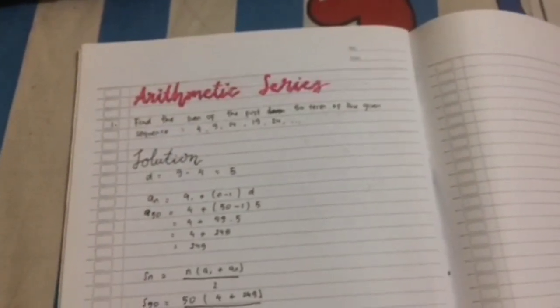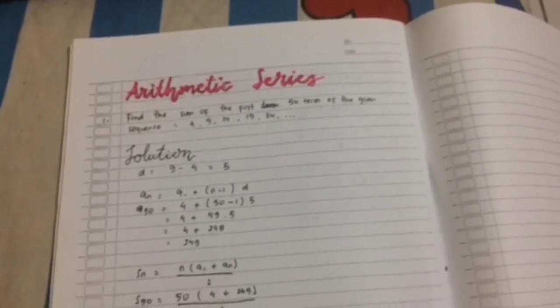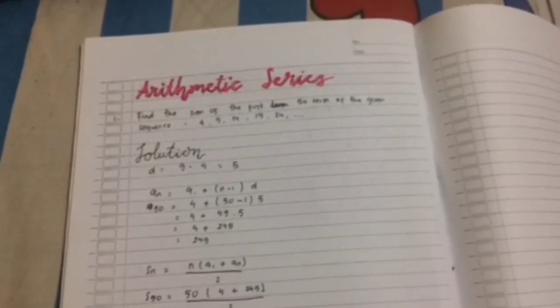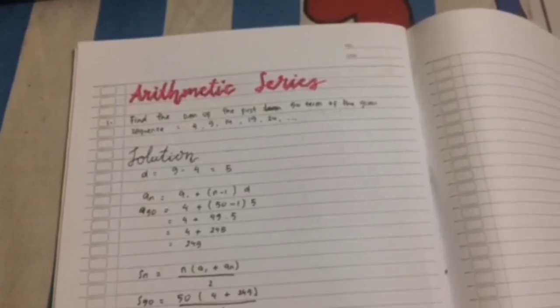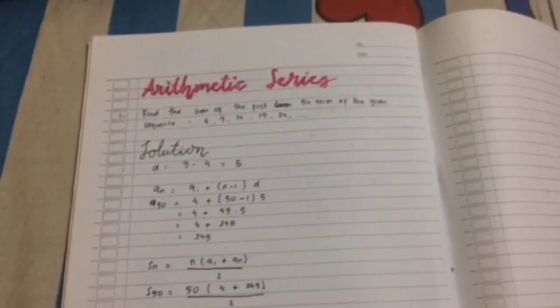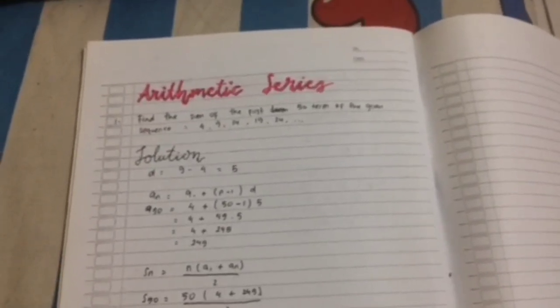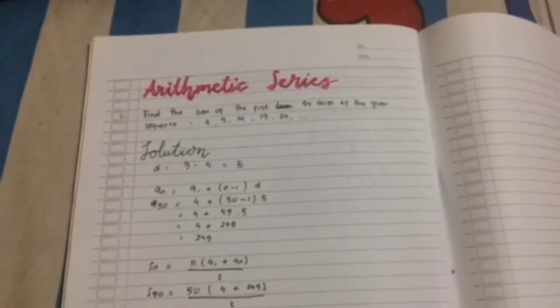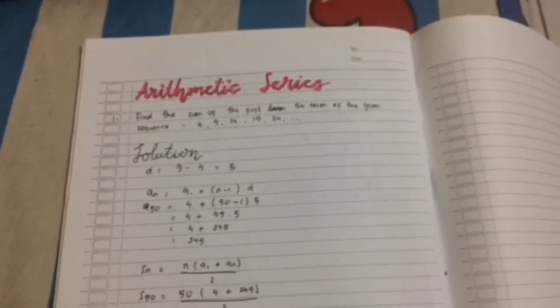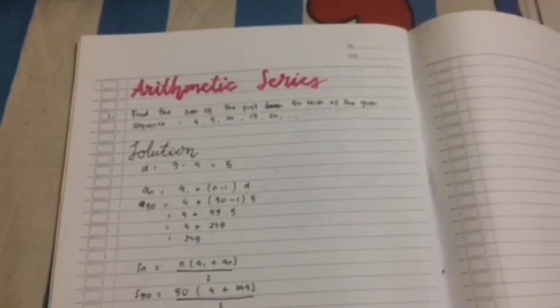The sequence is indeed an arithmetic progression, and we can write a sub n equal a sub 1 plus n minus 1 times d. a sub 50 equal 4 plus 50 minus 1 times 5 equal 4 plus 49 times 5 equal 4 plus 245 equal 249.